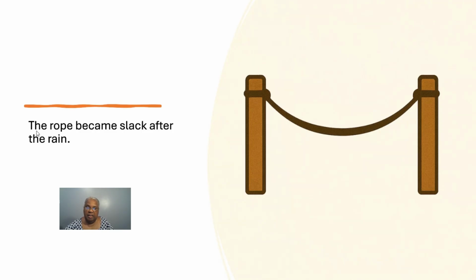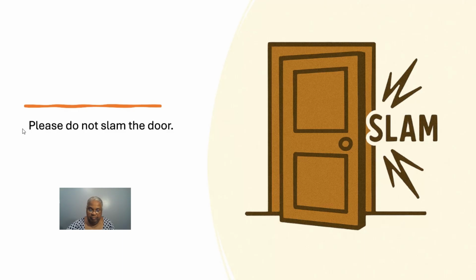Ready? Let us begin. The rope became slack after the rain. Now listen to what slack means. It means loose or not tight. Look at the rope. It's hanging loosely. That's what we call slack. Let's read the sentence together.